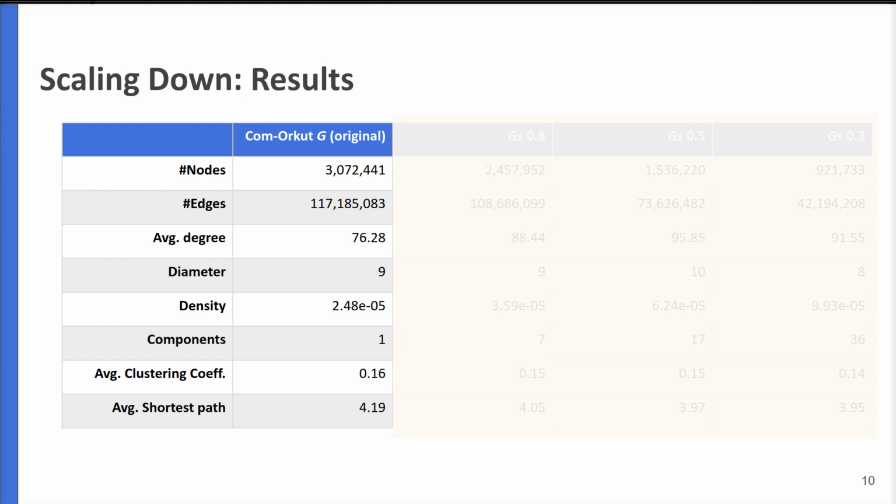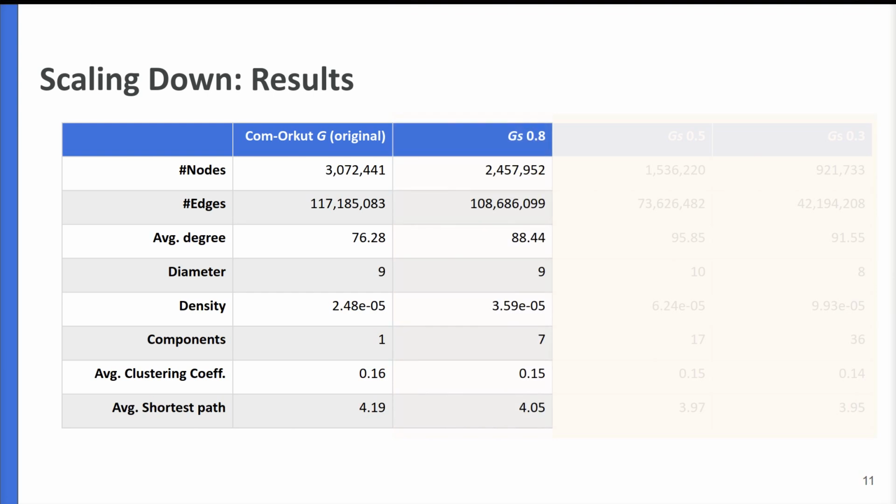Let's have a look at some of the results for scaling down a graph using totally induced edge sampling. This is the original COM-ORCID graph with some of its properties shown accordingly. If we have a look at a scaled down version that uses a sample size of 0.8, we can see that the number of nodes corresponds with the size of the sample, but the number of edges is significantly higher than a 0.8 sample. And this is caused because TEAS oversamples the edges during its total induction step.